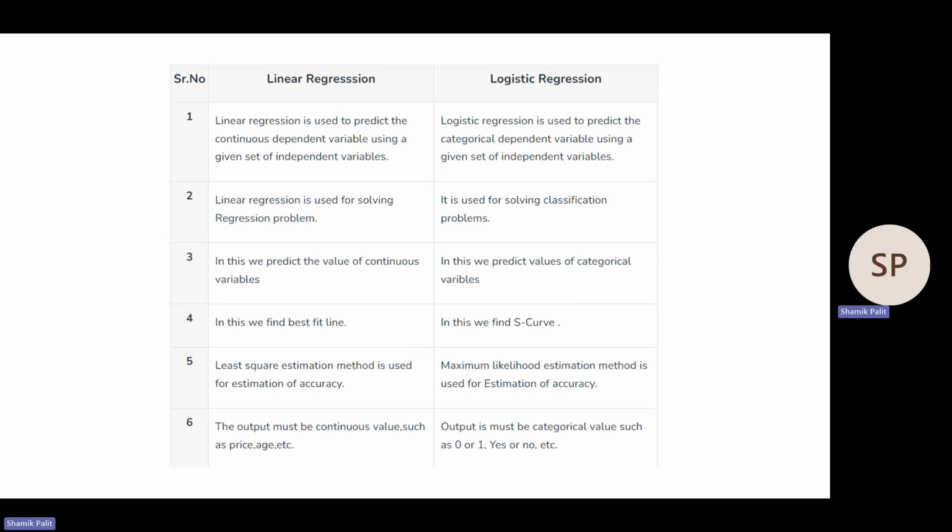There are various mechanisms we also use to select a particular model with the help of its accuracy. There are methods like least square estimation, which is used for linear regression, whereas maximum likelihood estimation is one of the methods basically used for logistic regression. So both are very important methodologies we use in machine learning for various categories of predictions.